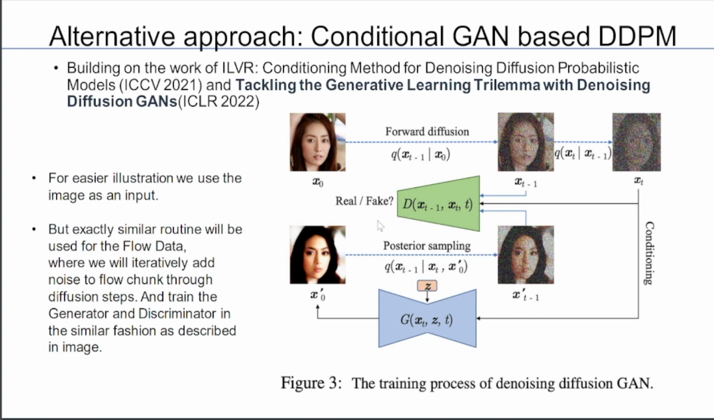So, as you can see, our training regime utilizes both the diffusion process, and also the adversarial training that GANs use, using the discriminator and the generator. So let me just quickly give you the technical description of this whole training regime.